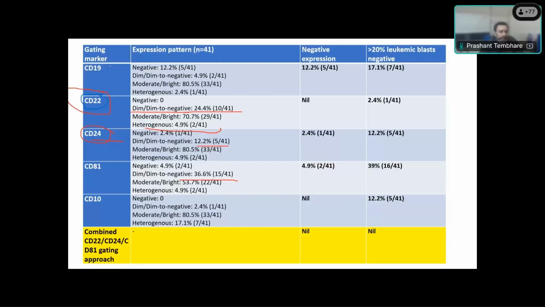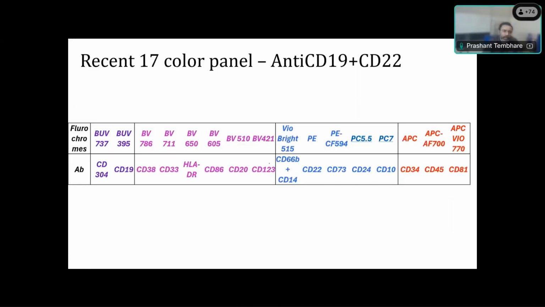That's why when you target CD19, you have to use a combination of these markers. Even nowadays, they are not targeting only CD19, but also CD22. So even CD22 and CD19 may not be available. In such cases, you have to use CD24, CD81, and cytoplasmic CD79 alpha as a gating marker for the MRD assessment.